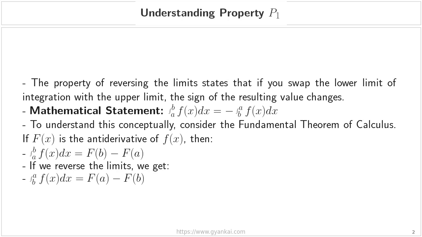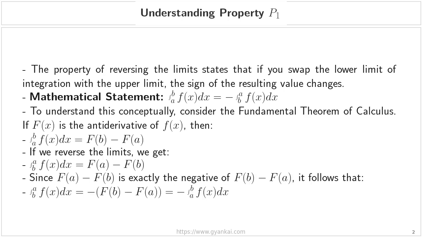Now, what happens when we reverse those limits? If we integrate f of x from b to a, using the same antiderivative F of x, we get F of a minus F of b. Notice anything? F of a minus F of b is exactly the negative of F of b minus F of a. Therefore, the integral from b to a of f of x dx is equal to negative F of b minus F of a, which, as we established earlier, is the same as the negative of the integral from a to b of f of x dx.